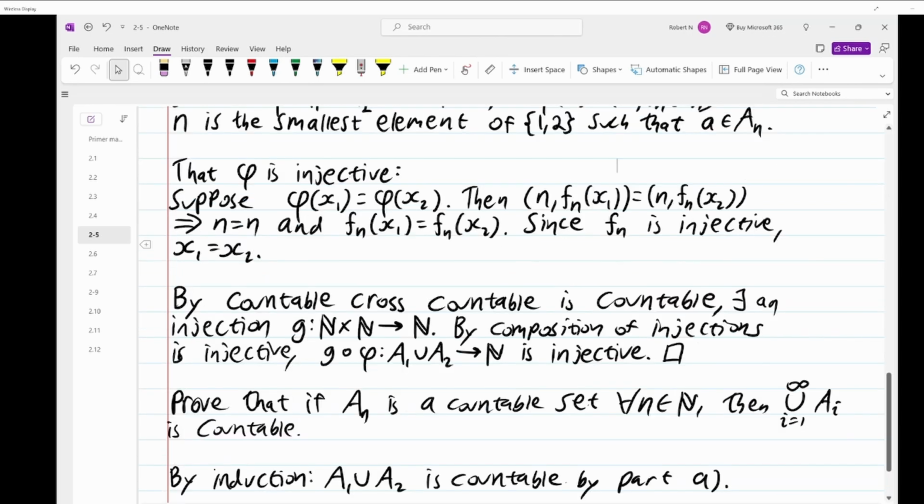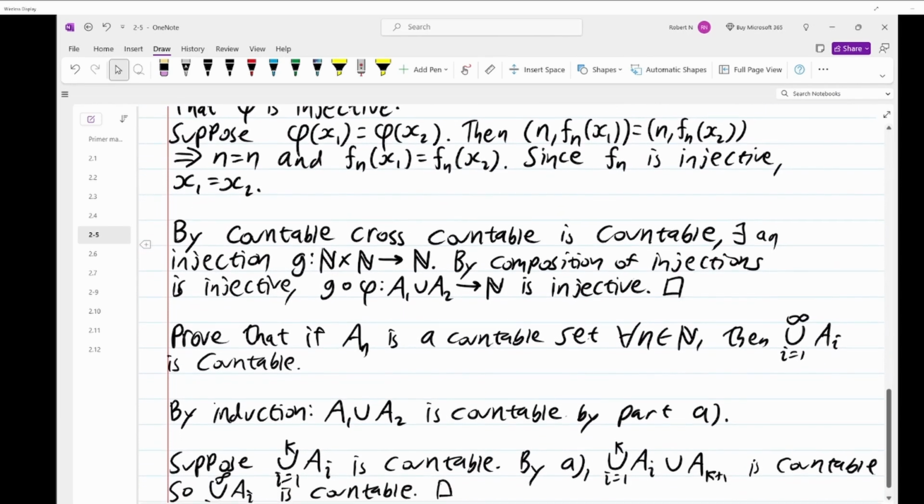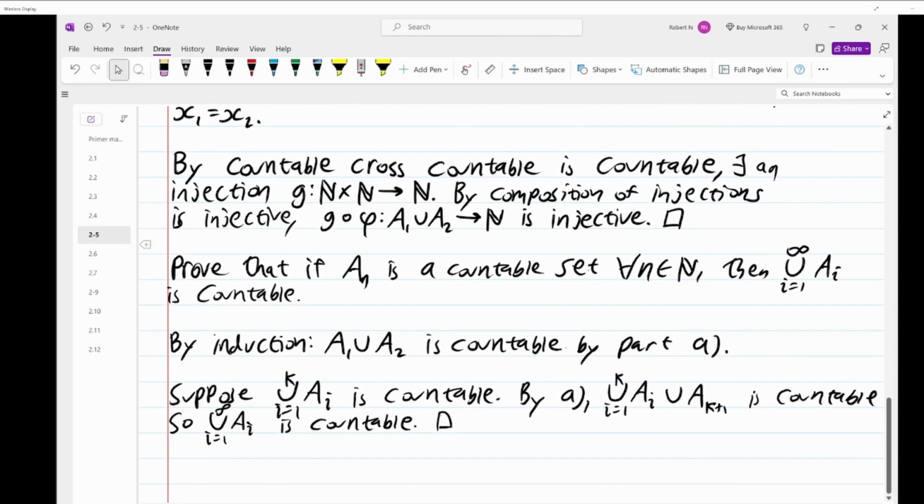So if A1 and A2 are countable, then A1 union A2 is countable by part A. Done. That's the base case. For the inductive step, we suppose that the union up to K is countable by A, since the union up to K and AK plus 1 are countable, then the union of those two sets is countable. So therefore, by induction, the union of all of the sets is countable. Does this make sense? I'm thinking that this makes sense.